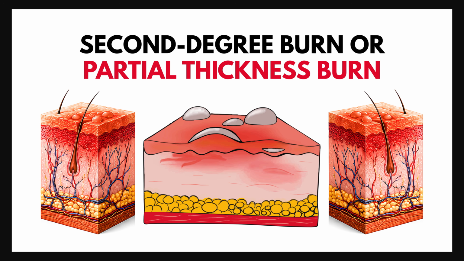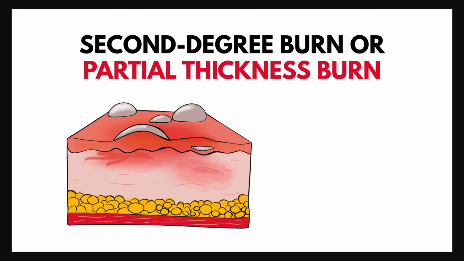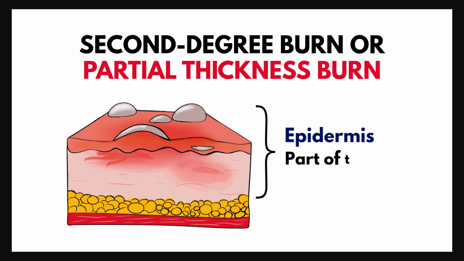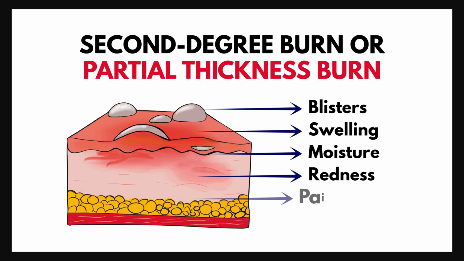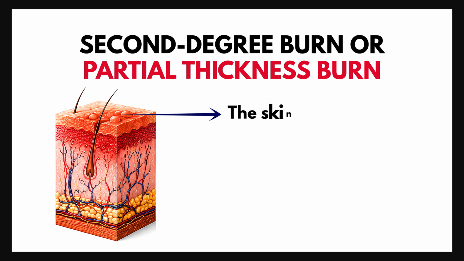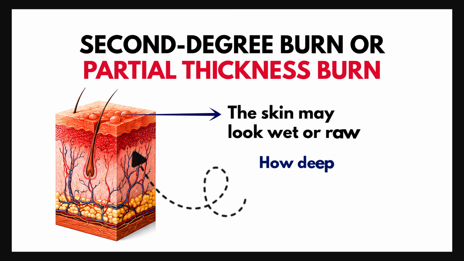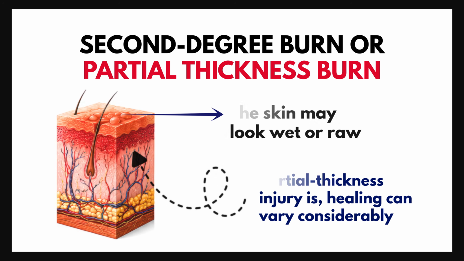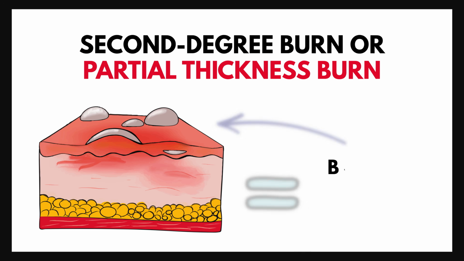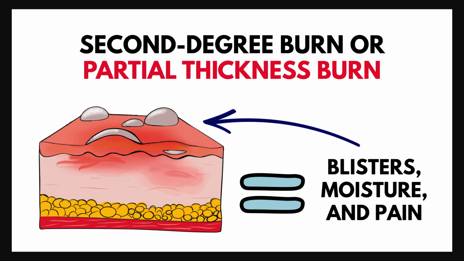Second degree burn or partial thickness burn. Now we go deeper. A second degree or partial thickness burn involves the epidermis and part of the dermis. These burns commonly produce blisters, swelling, moisture, redness, and significant pain. The skin may look wet or raw, and depending on how deep the partial thickness injury is, healing can vary considerably. So remember, second degree equals blisters, moisture, and pain.